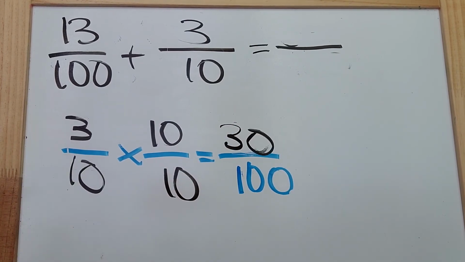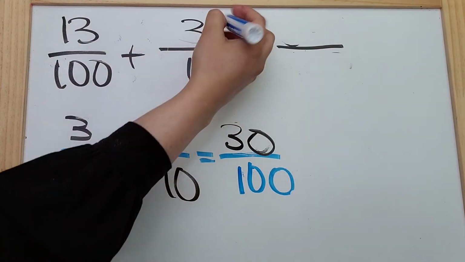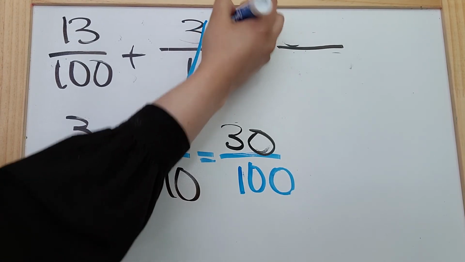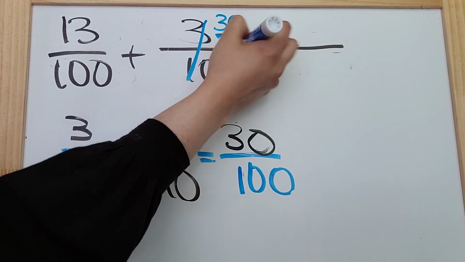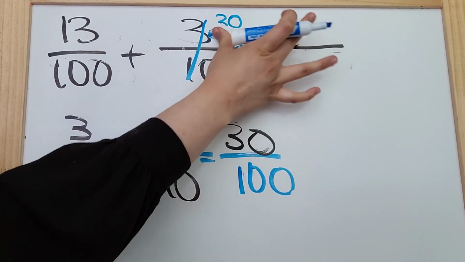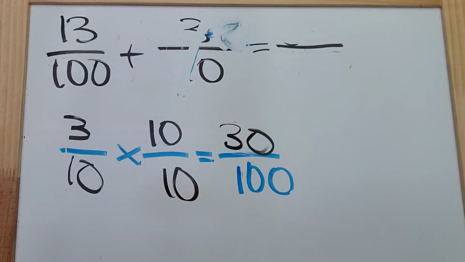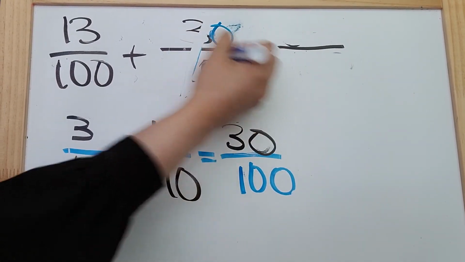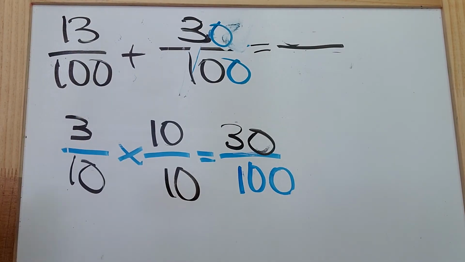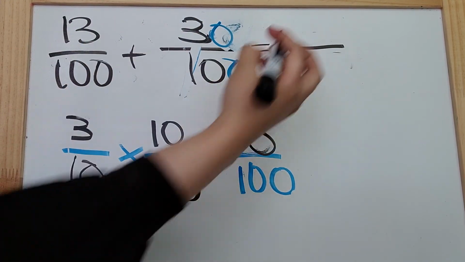Now we either change this fraction, or you can cross it off and say that this is 30 hundredths. Or you can do what I did last time, which I think I prefer, just because it's less messy. So this was 30, this was 100. I'm going to complete this. So 13 hundredths plus 30 hundredths equals 43 hundredths.